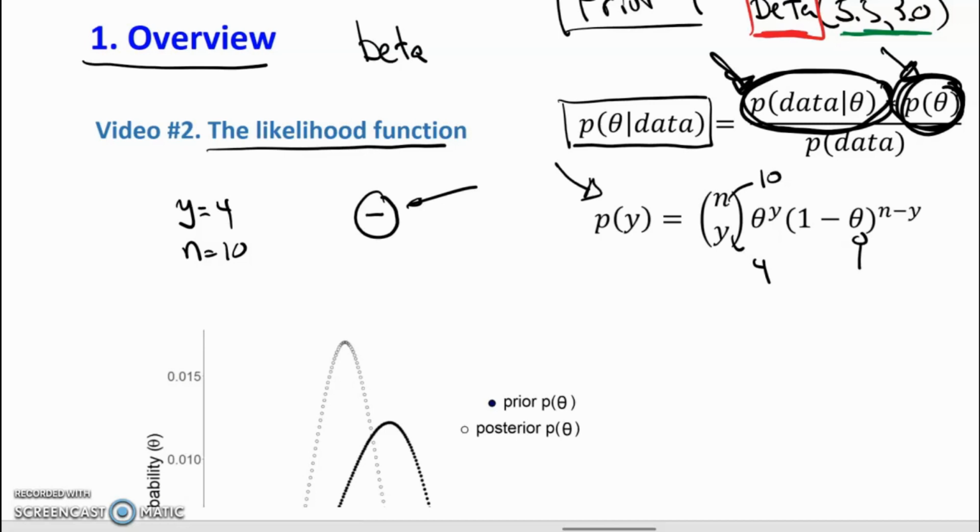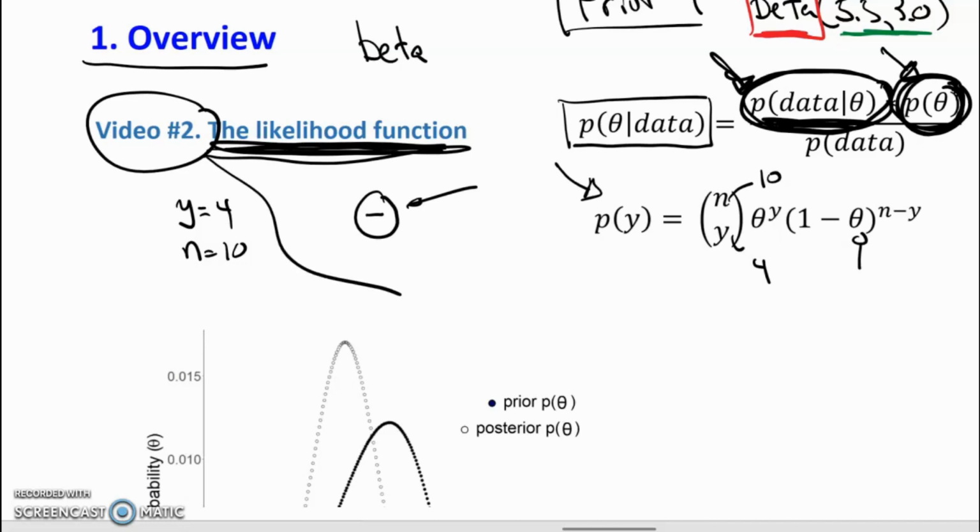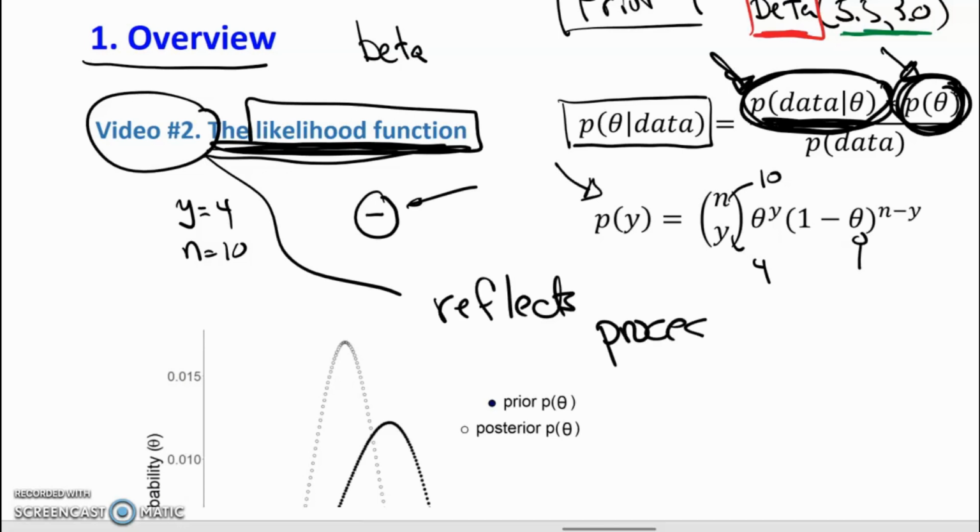But obviously, if the prior is determined by the likelihood in part, then the obvious question is, where does the likelihood function come from? And the whole point of video 2 is to nail home the idea, where does the likelihood function come from? It reflects the process that gives rise to data.